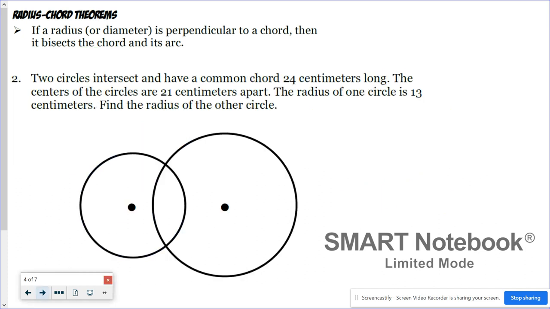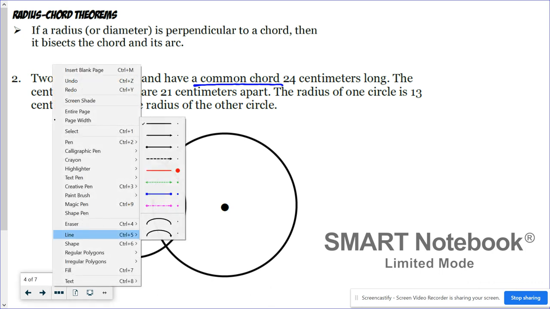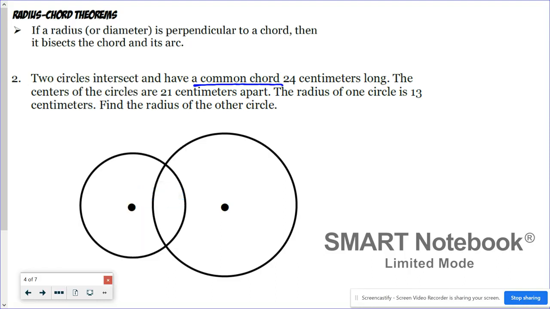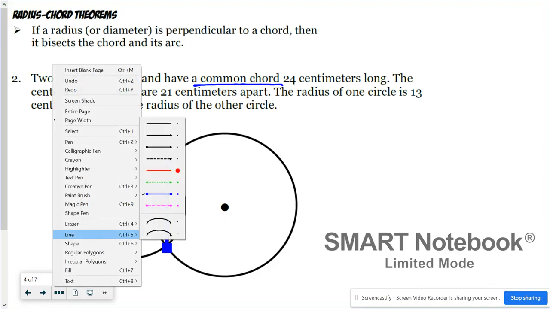Problem number 2 says two circles intersect and have a common chord 24 centimeters long. Let's talk about this common chord that they speak of. Remember, a chord is a segment that joins two points on a circle. So I'm thinking we should draw in this common chord that they're talking about. They're talking about this chord right here. That common chord is 24 centimeters long. They also say that the centers of the circles are 21 centimeters apart. So I'm going to get out another line tool.